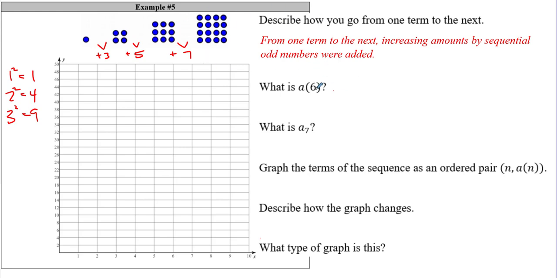So if we know that these are perfect squares, the first term is 1, the second term is 4, and so on. What would be our sixth term if this is a perfect square? Well, 6 times 6 would be 36. Okay, and our seventh term, a sub 7, that would be 49. So go ahead, pause the video, graph yours. I'm going to graph mine real quick. All right, so it looks like we got this nice little curve going.